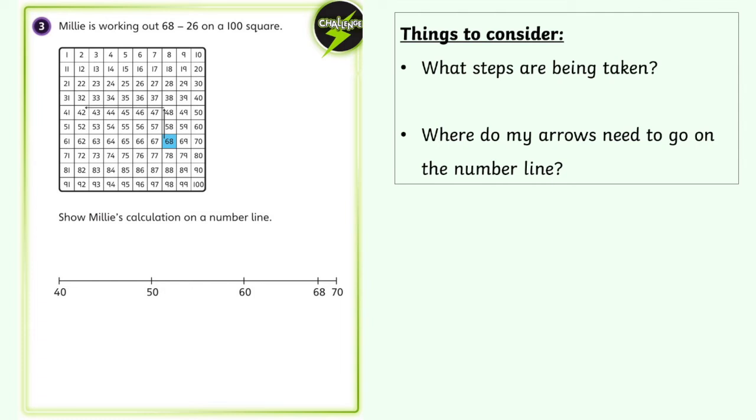Have a go at this by yourself. Millie is working out 68 take away 26 on a 100 square. And you can see she's done some hops, and these are shown by the arrows. She started on 68, and there are the arrows of her calculation. Show Millie's calculation on a number line. Think about what steps are being taken and where the arrows need to go on the number line. Have a go at that now, and then click play when you're ready to check your answer.